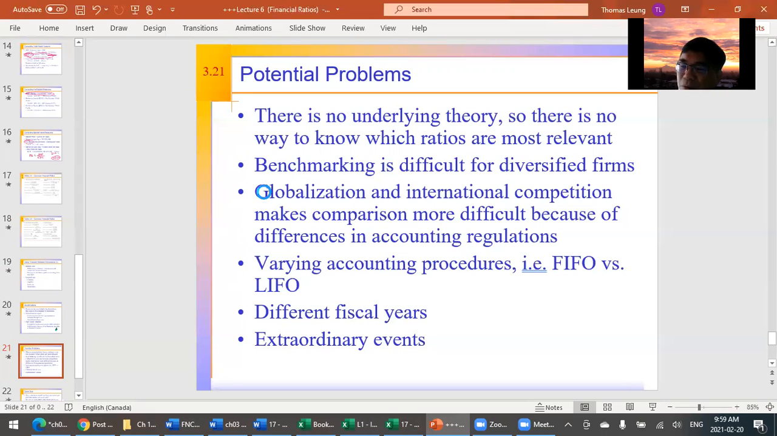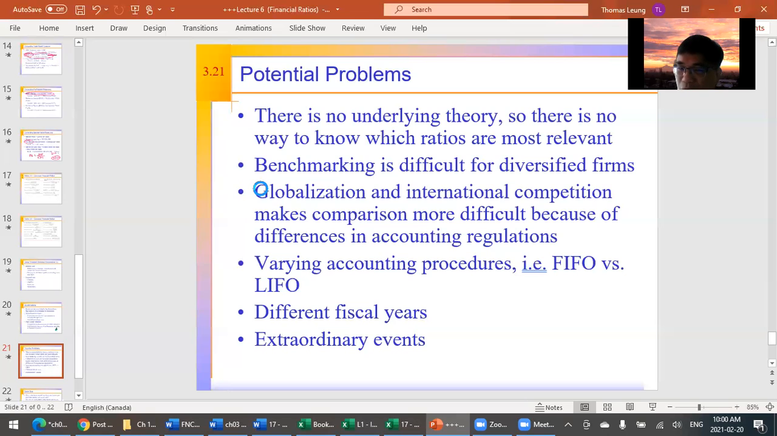The problem is that sometimes it's easy, sometimes it's hard. If you're just running a supermarket, you can compare to other supermarkets. But what if you are running different types of business? You might be running a supermarket, you might also be selling furniture, and you might be selling electronics as well. You're running different types of businesses, so your performance is a combination of different industries.